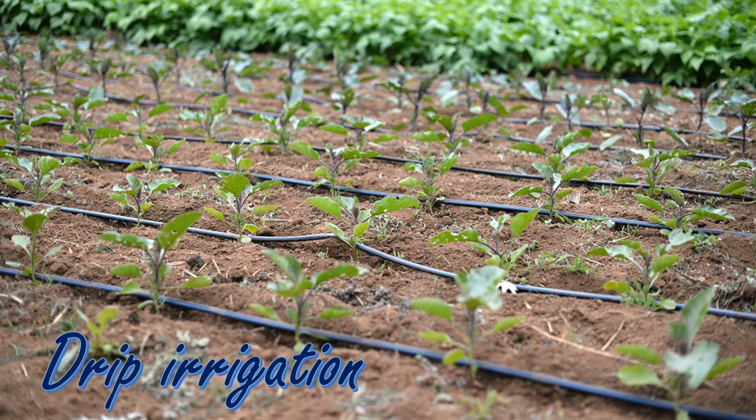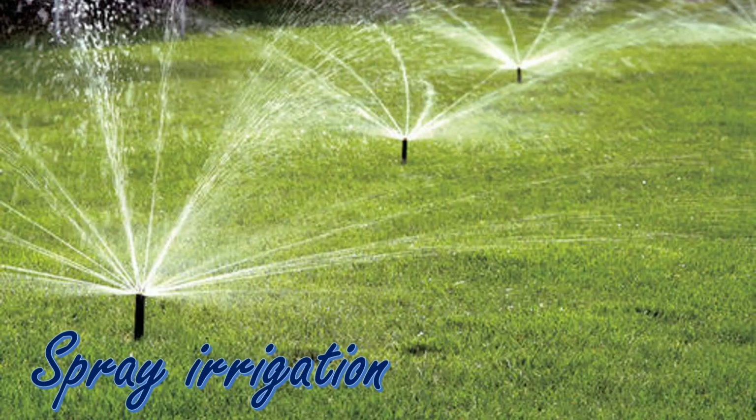Now, let us see the 2 types of irrigation. The first one is drip irrigation. In drip irrigation, water is supplied to the roots of the crops drop by drop. And next is spray irrigation. In spray irrigation, water is sprayed over the crops uniformly as in rainfall.